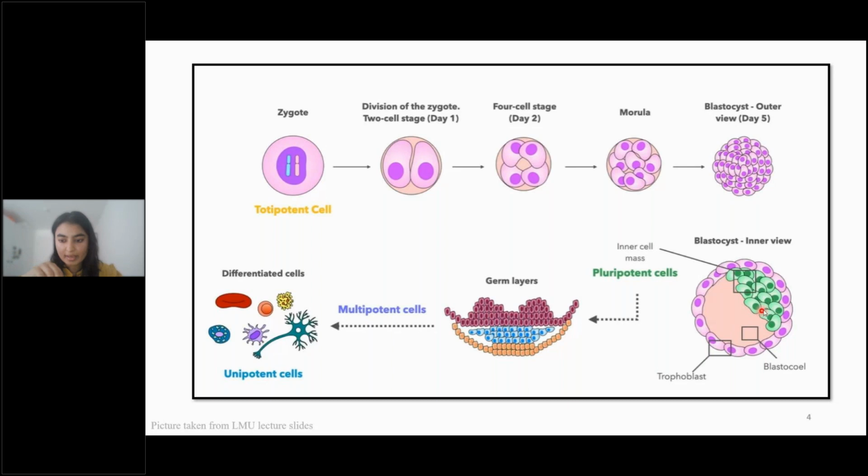This outer layer is called the trophoblast, and this inside cavity is called the blastocoele. Then we have the inner cell mass, which is joined at one end, and it is fully made up of pluripotent cells. These pluripotent cells make up all three germ layers: the endoderm, mesoderm, and the ectoderm. So pluripotent cells are responsible for making all the germ layers.